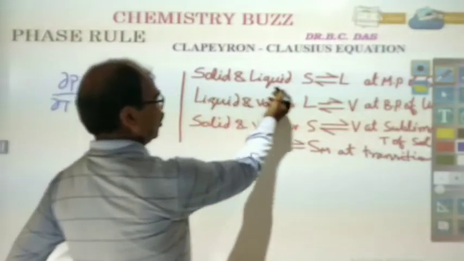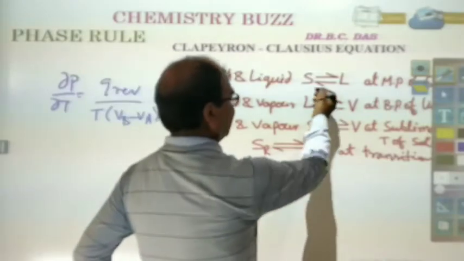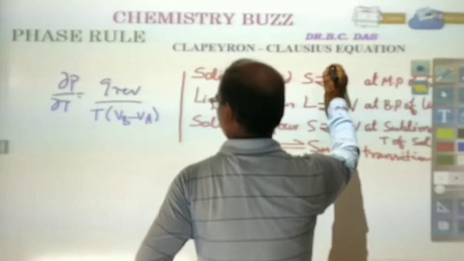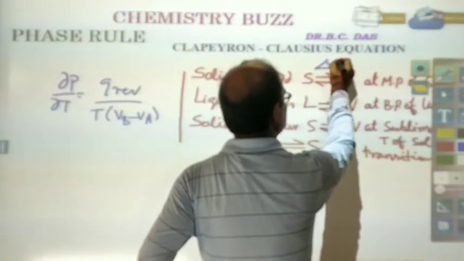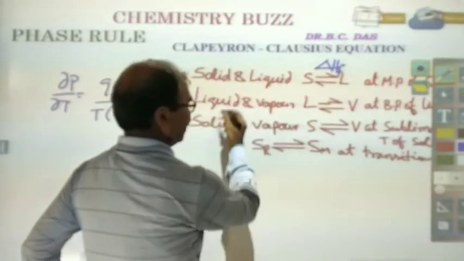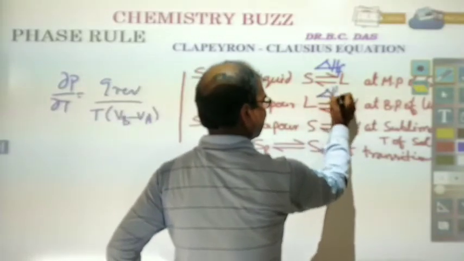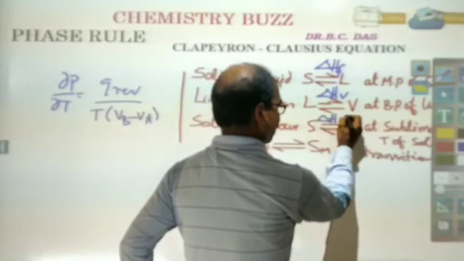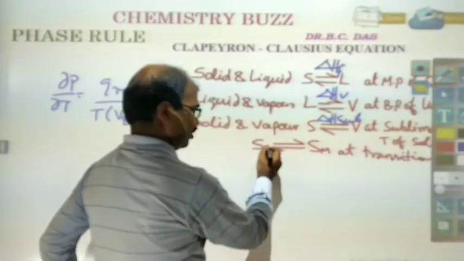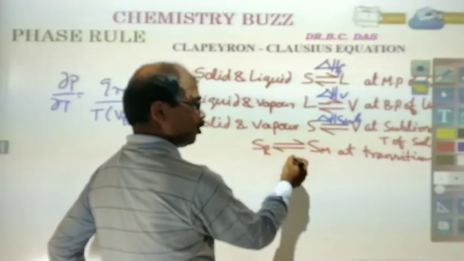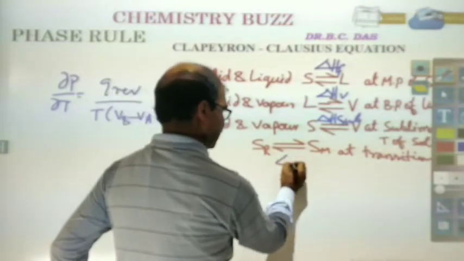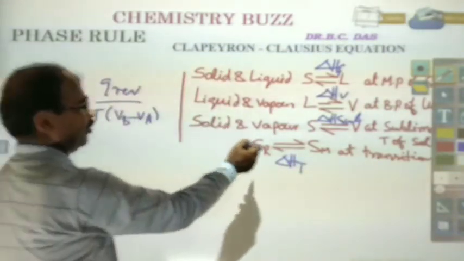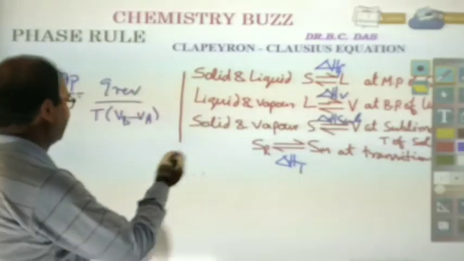Okay. So we have taken different systems to apply the Clapeyron equation. So for solid liquid, the heat involved is the heat of fusion, delta H fusion, and for liquid vapor, that is delta H vaporization, solid and vapor equilibrium, so delta H sublimation, and rhombic sulfur to monoclinic, one crystalline form to another crystalline form, so this is delta H transition. So Q reversible will be of this form depending upon the system.